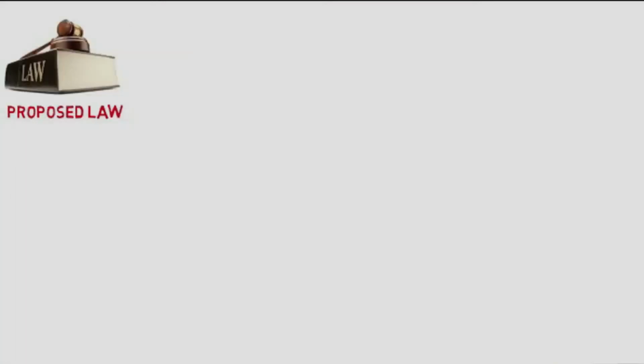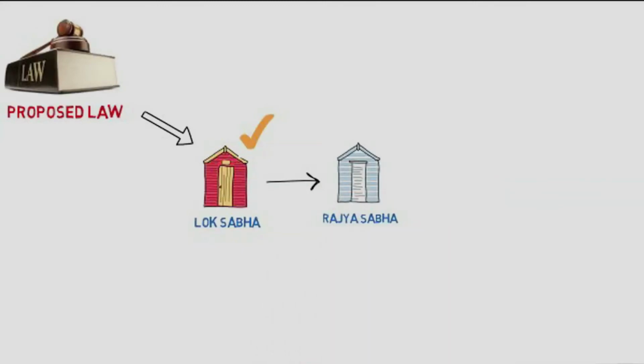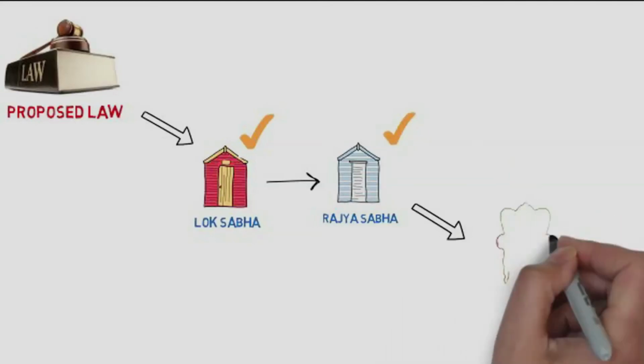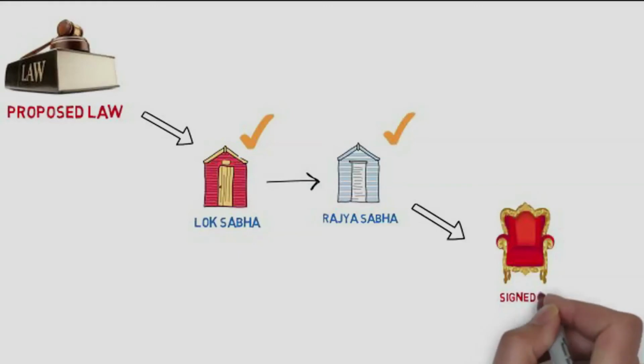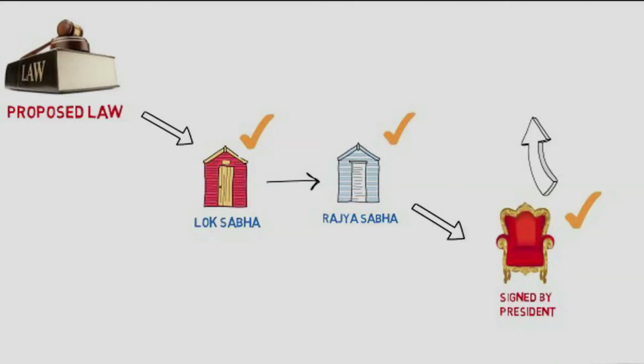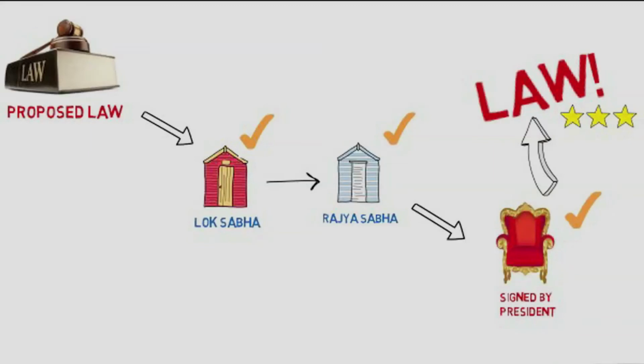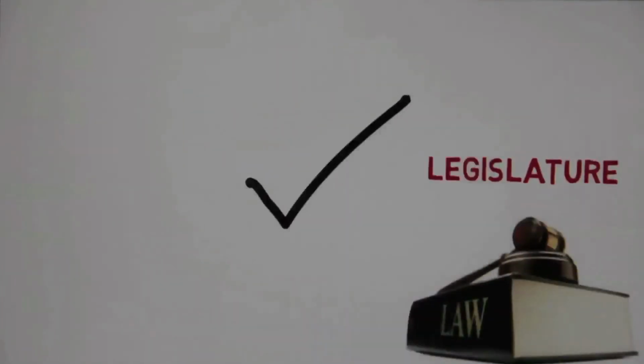Let's see how a law is passed in the country. To propose a law, a bill needs to be passed in both the houses of the parliament, that is, the Lok Sabha and the Rajya Sabha. Once the bill is approved in both the houses, it then goes to the President. And once the President signs the bill, it becomes an act. This concludes the first pillar, legislature.